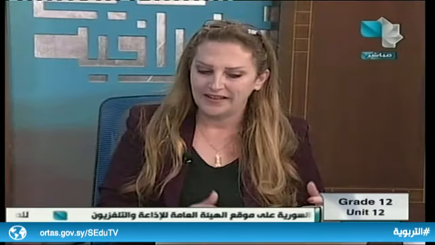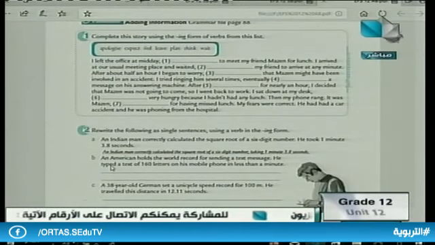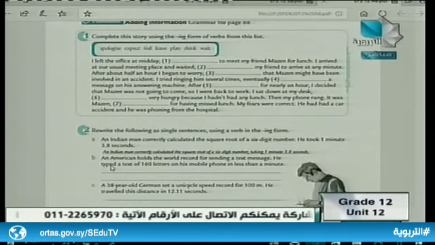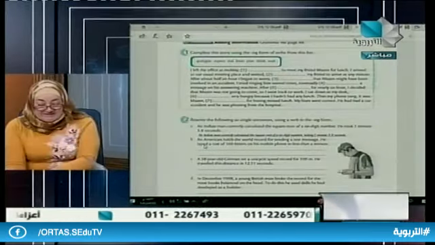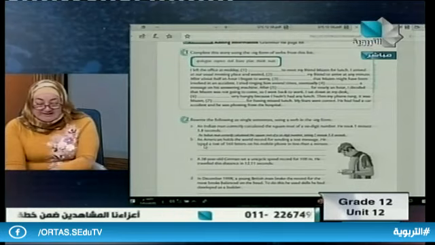Would you please read this sentence as one? Yes, please, as one. An American holds the world record for sending a text message, typing a text of 160 letters on his mobile phone in less than a minute.